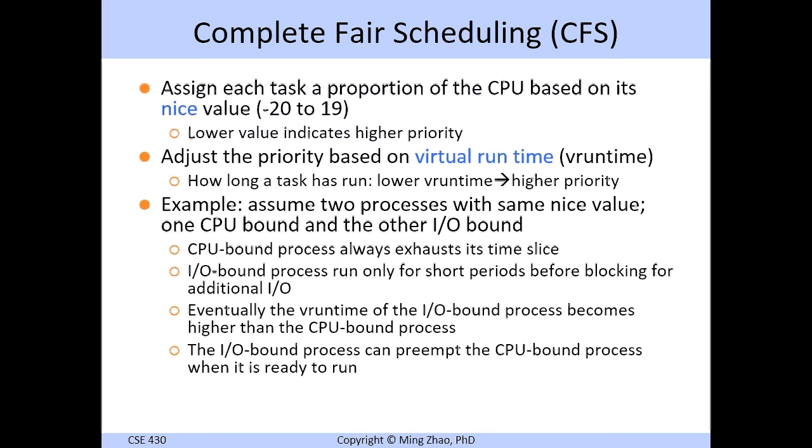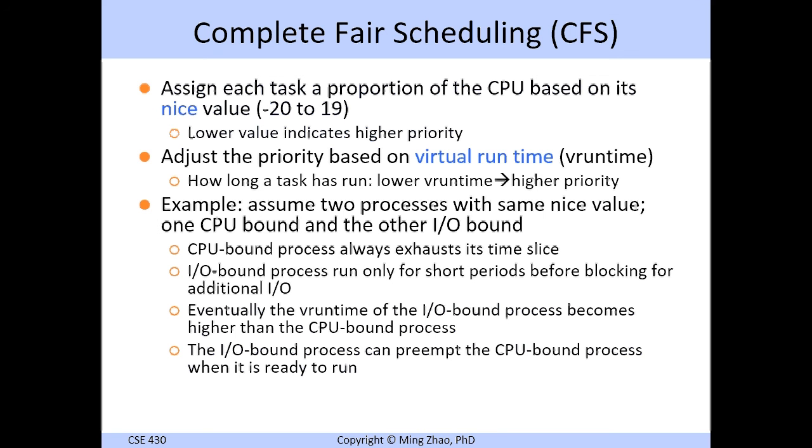Let's assume initially these two processes have the same nice value, so they are allocated the same amount of CPU time, the same time quantum. The CPU-bound process will always exhaust its time slice because it has a long CPU burst. As a result, its vruntime equals its time quantum. In comparison, the I/O-bound process will not be able to use its time slice, and it will have a shorter vruntime than the CPU-bound process. And we just learned that a shorter vruntime would boost the process's priority. So eventually, the I/O-bound process will have a higher priority than the CPU-bound process. As a result, whenever the I/O-bound process is ready to run, it will be able to preempt the CPU-bound process, so that we can process the I/O immediately.